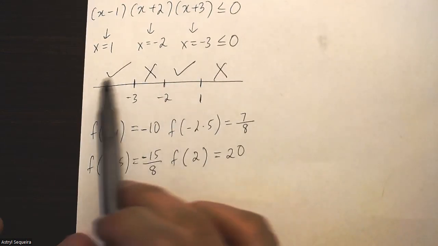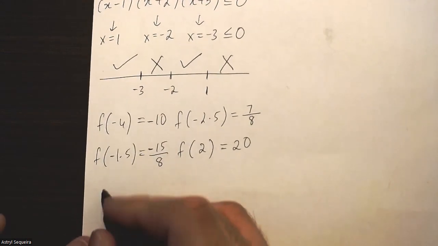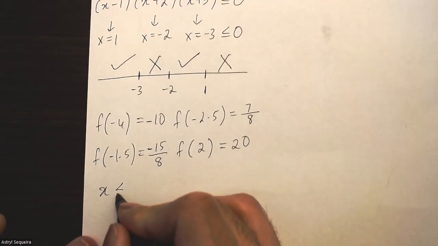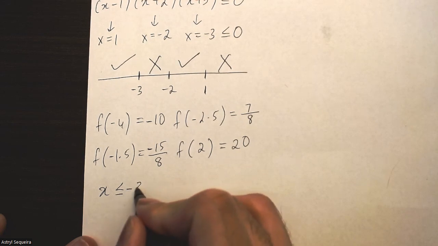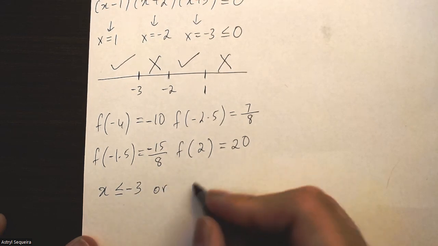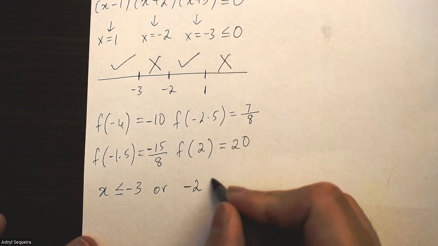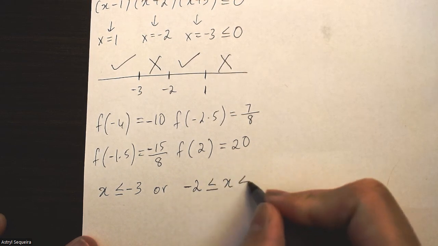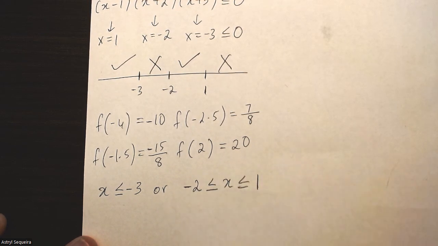So again, two solutions over here. First solution is x is less than or equal to negative 3. And second solution is between negative 2 and positive 1.